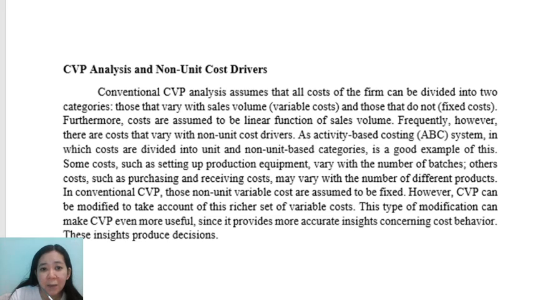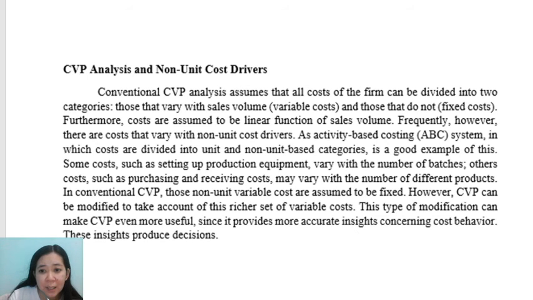So next, CVP analysis and non-unit cost drivers. The conventional CVP analysis assumes that all costs can be divided into two categories, variable and fixed costs. Further, costs are assumed to be linear functions of sales volume. However, there are costs that vary with non-unit cost drivers. Cost drivers, by the way, is related to your activity-based costing or ABC system. Cost drivers are the factors that cause the increase of the costs for each activity.